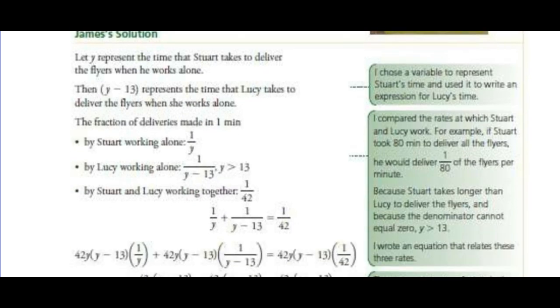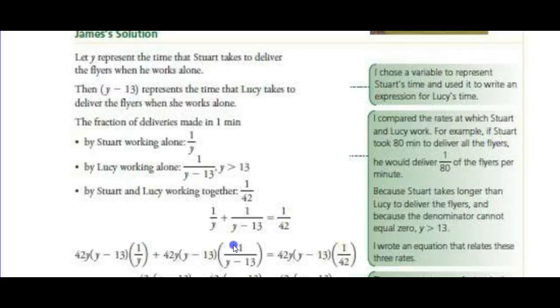Stuart working alone will deliver 1 over y. Lucy working alone will deliver 1 over y plus 13. That's the fraction they deliver. Together, that adds up to 1 over 42, because working together takes them 42 minutes. Each minute they deliver 1/42nd of the flyers. Let's say there were 42 houses they had to cover. Each minute they could do 1 house. If there are 84 houses, then each minute they could deliver 2.